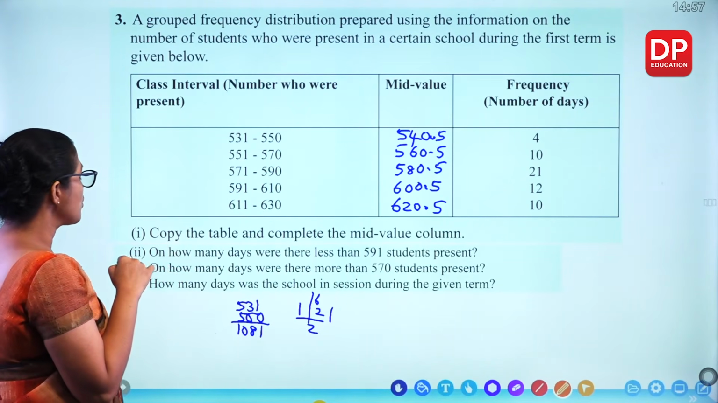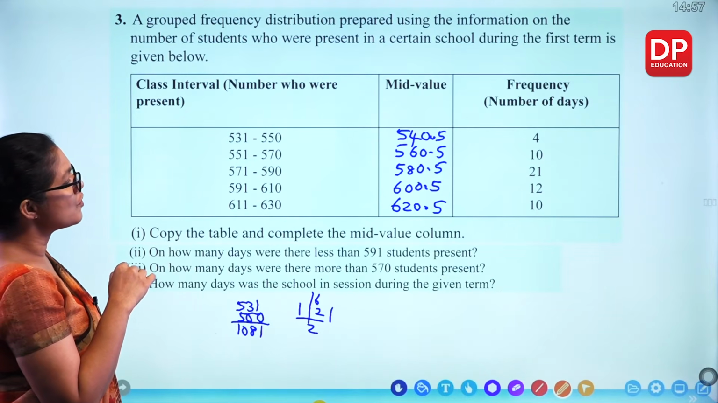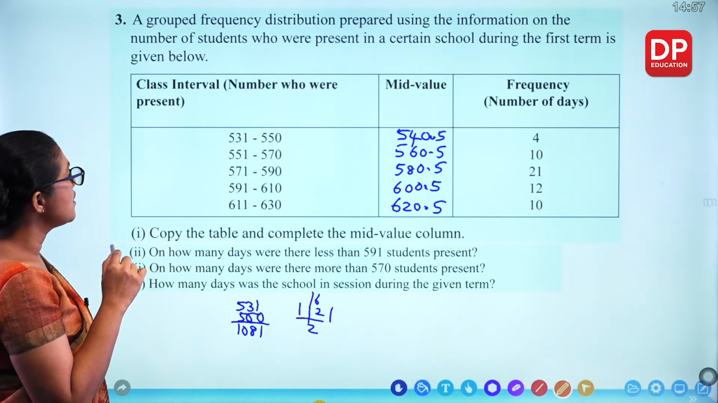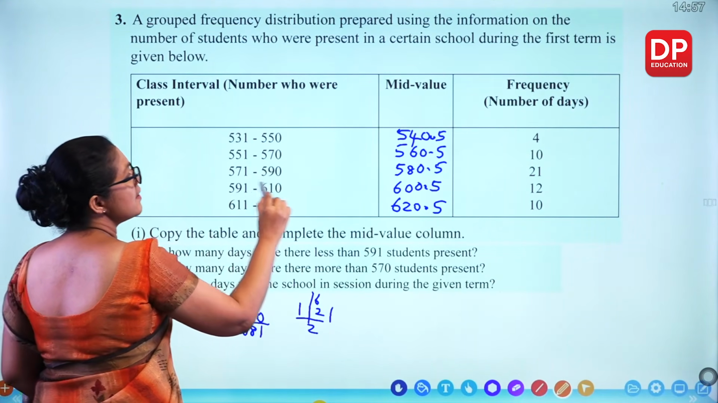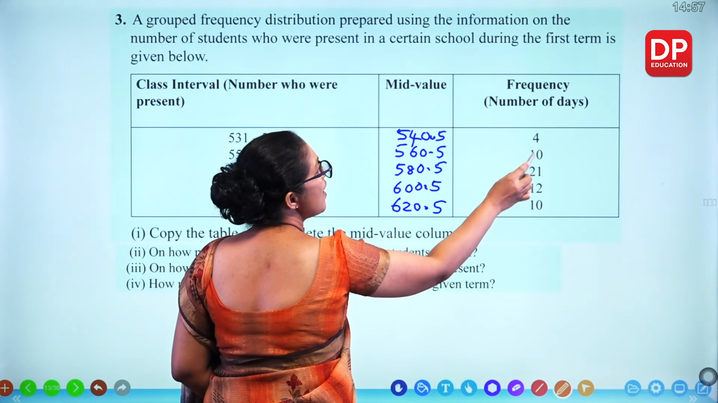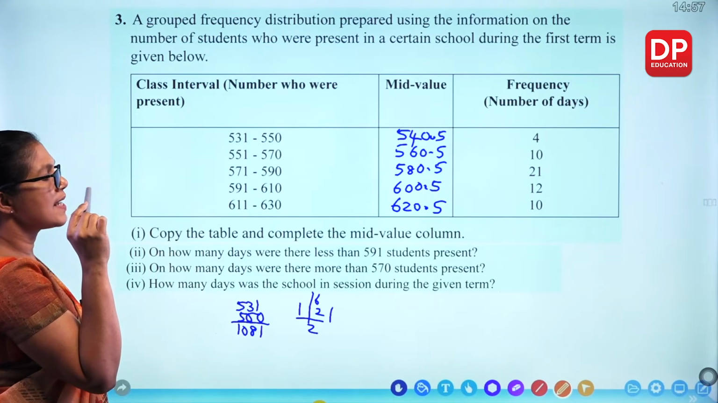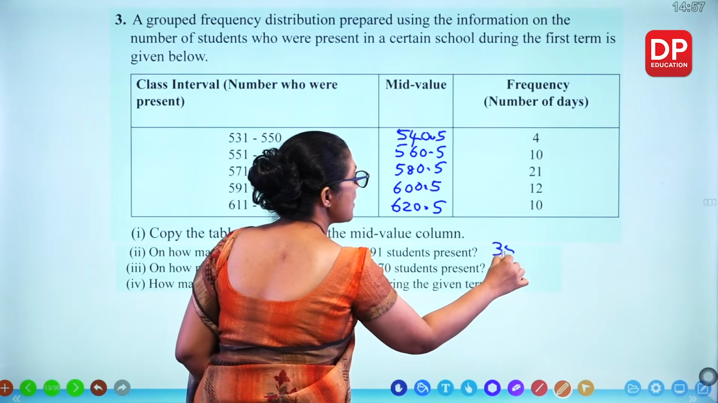And answer these questions. On how many days were there less than 591 students present? Less than 591. 591 less means these three groups. 21 plus 4 is 25. 25 plus 10, 35. So 35 days.